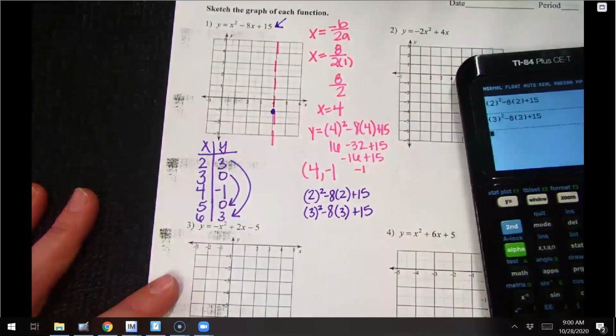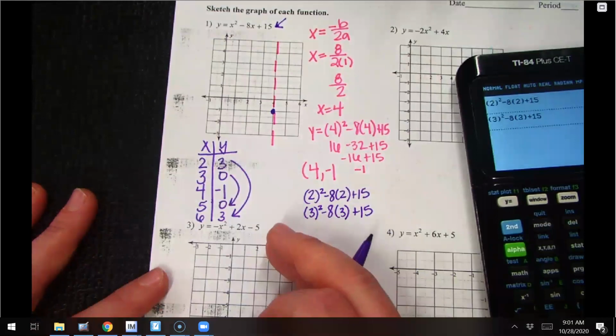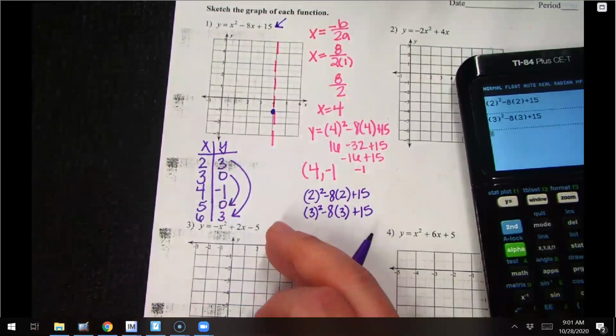Why do they mirror like that? Because the graph is symmetrical. So it's like you can cut it in half and it's going to be symmetrical. Like you have an eye here, nose parts here. It's going to be just like your face. Yes, ma'am.